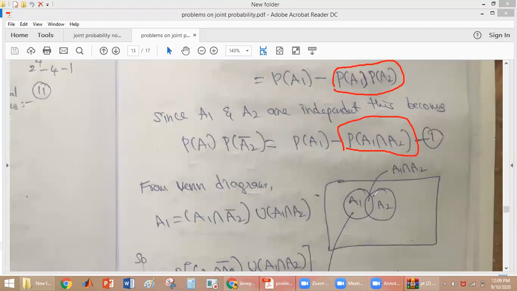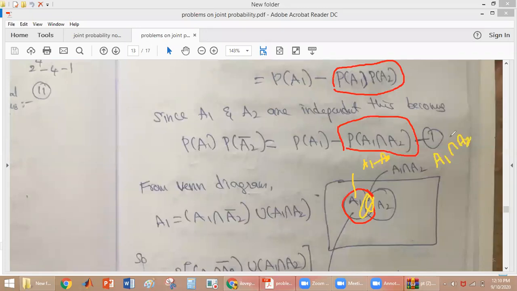So what is this? This is probability of A1, and this one is the intersection part. What you get is A1 minus A2. We will be getting A1 minus A2. So how do you write A1 minus A2? A1 minus A2 can also be written as A1 intersection A2 complement.